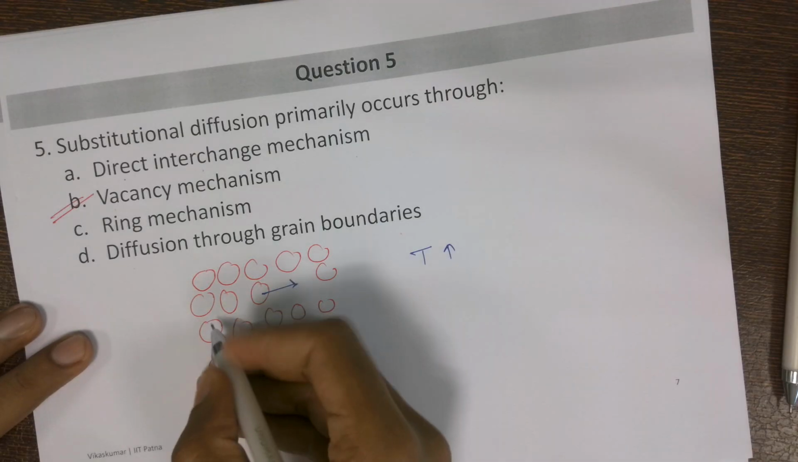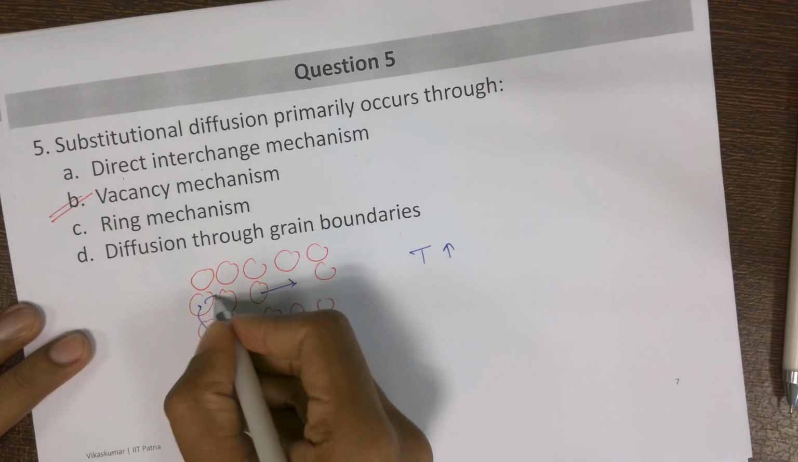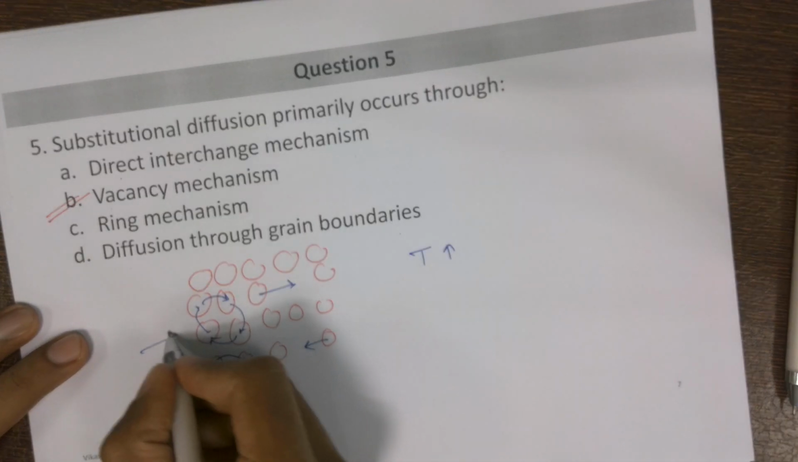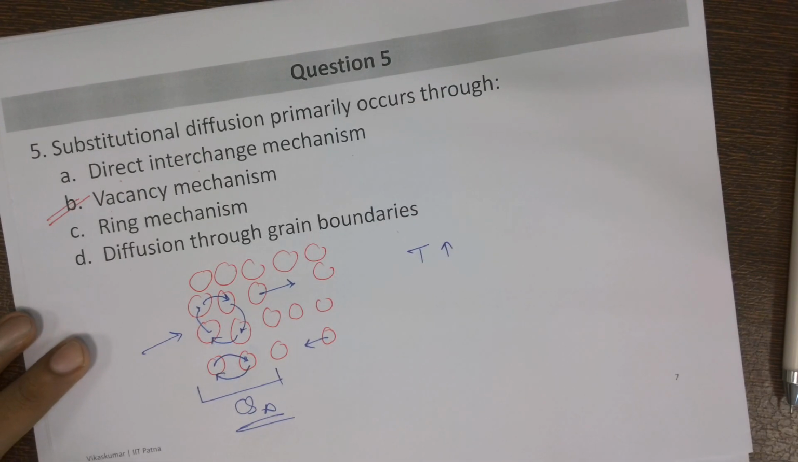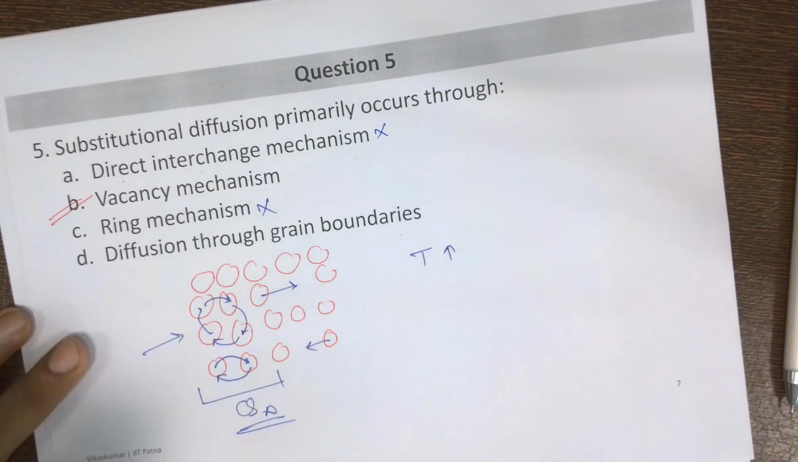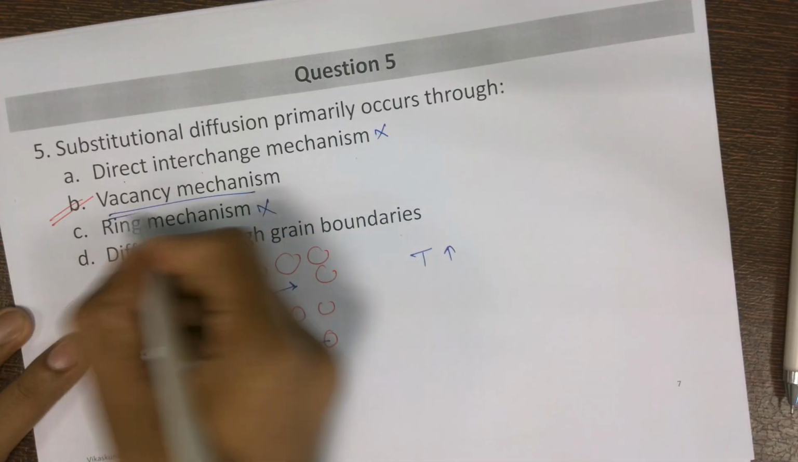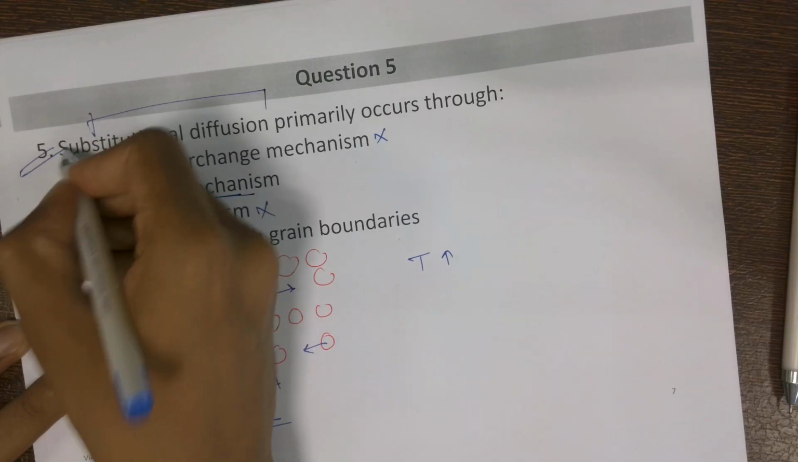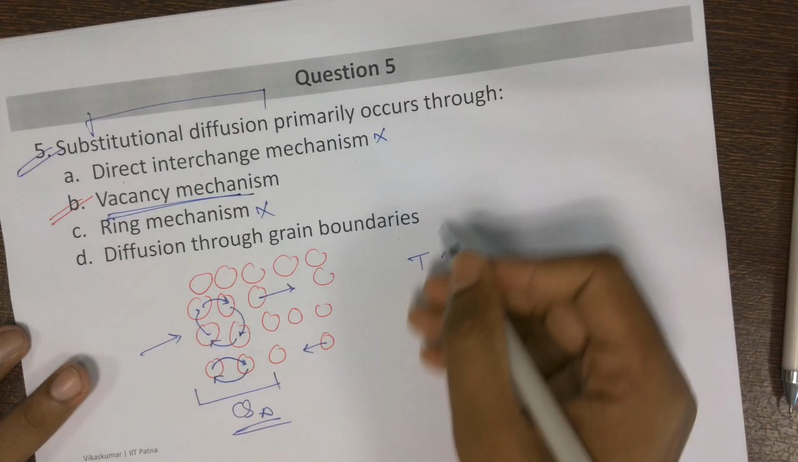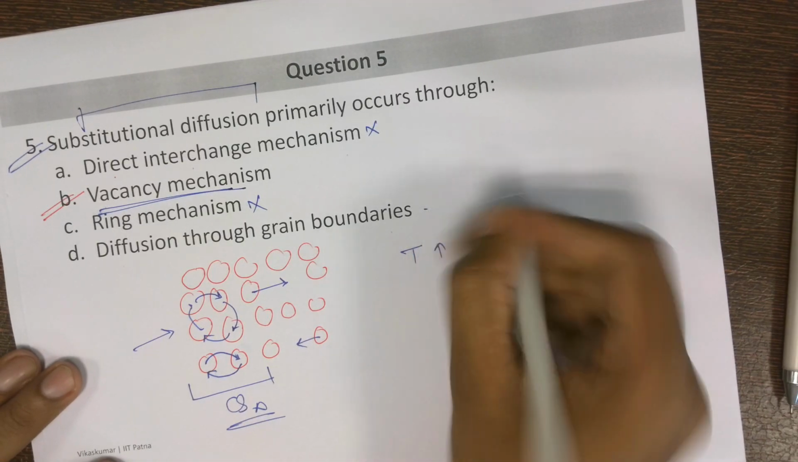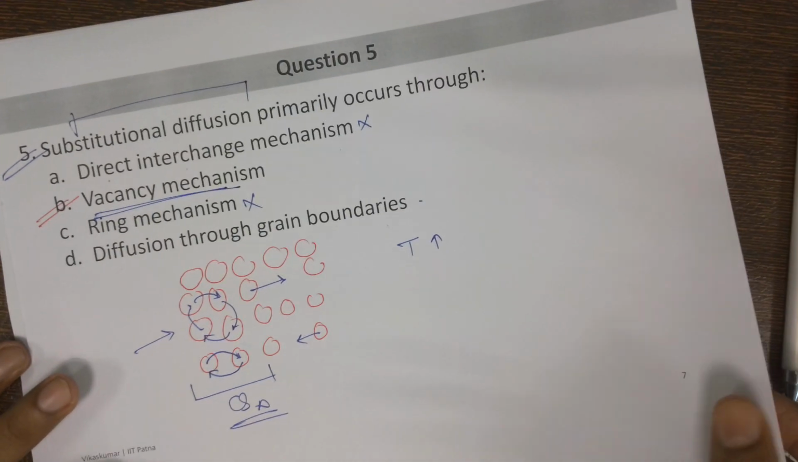Instead of just two atoms changing places, the ring mechanism says that they will form a ring and change their places. But this is also very unlikely to happen because the energy is very high. So both of these mechanisms are eliminated, and the vacancy mechanism is the one that dominates substitutional diffusion. Diffusion through the grain boundary is a grain boundary diffusion mechanism, it's not substitutional diffusion. Any doubt in this? Let me know. If not, let's move to the next part, question number 6.